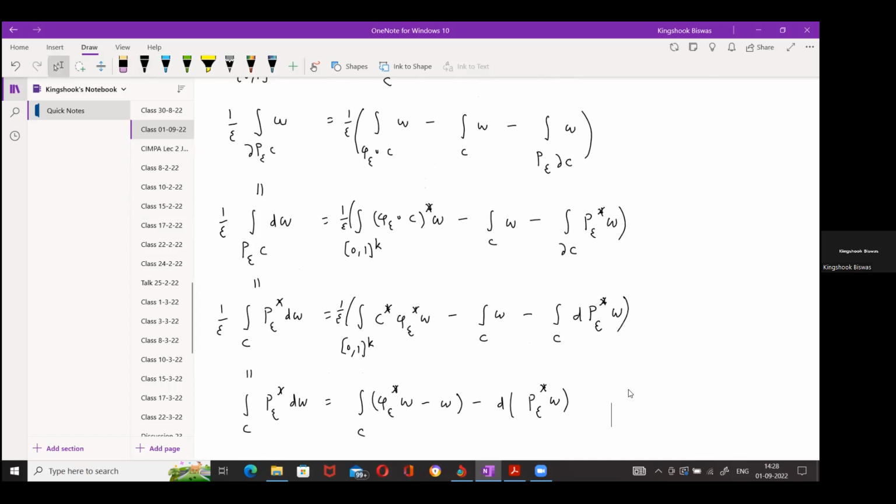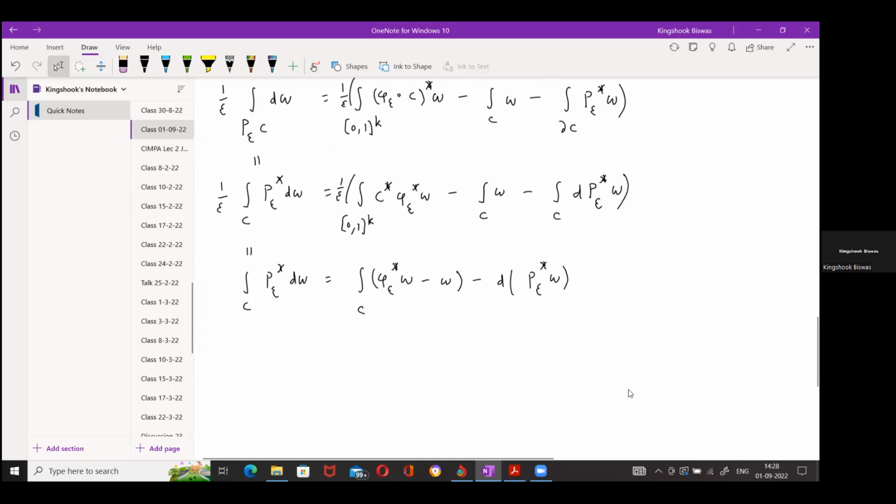Okay, divide everything by epsilon. So now what do I get? Inside I'll get this 1 over epsilon p epsilon star. Here I'll get phi epsilon star omega minus omega divided by epsilon. And here I'll get 1 over epsilon p epsilon star, right? Now we know that 1 over epsilon p epsilon star applied to any form converges to Ix of the form, the interior contraction. So therefore, this term converges to the integral over C of Ix d omega, right?